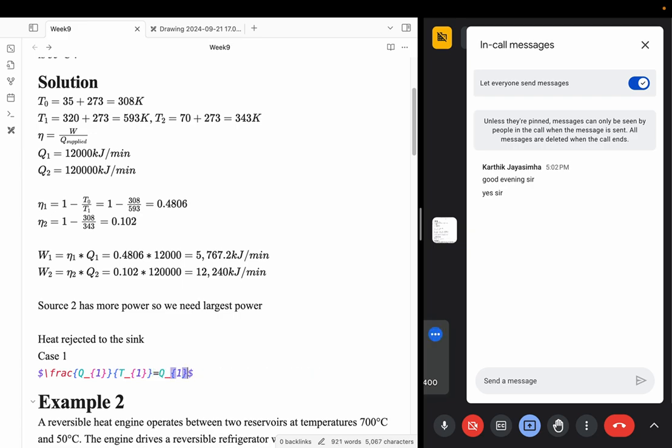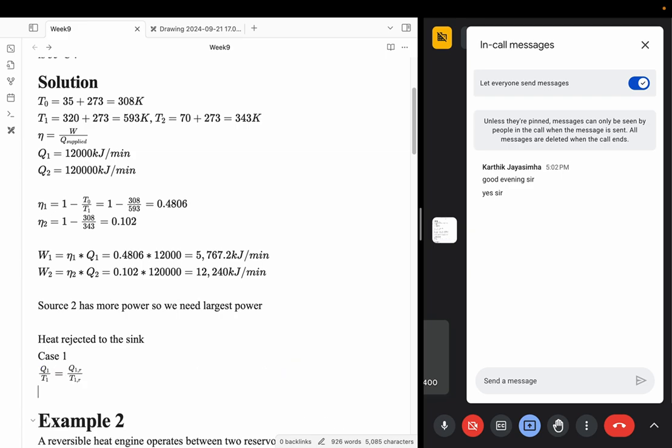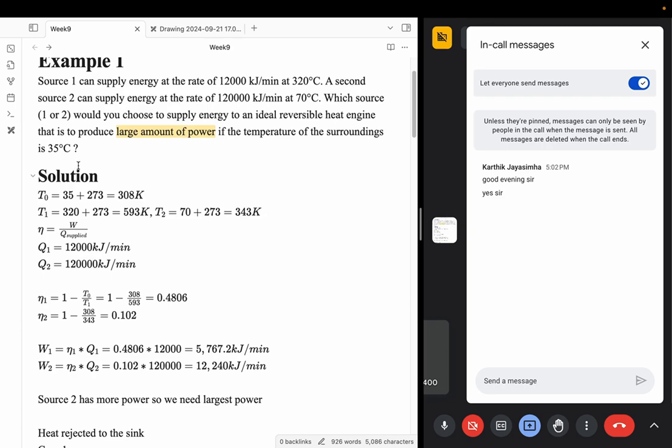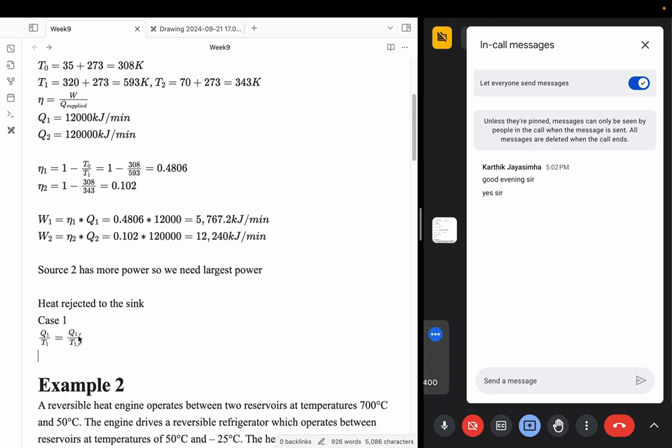Q1R, I would call it the heat rejected, by T1R. So use this relation where Q1 is this 12,000 kilojoule per minute, T1 is the 593 Kelvin, Q1R is the heat rejected, and T1R is your sink temperature, that is 35 Celsius. If you use it, you can get Q1R, and once you get Q1R, you can subtract Q1 minus Q1R, and that should give you the work done. Anyway, whichever way you prefer.